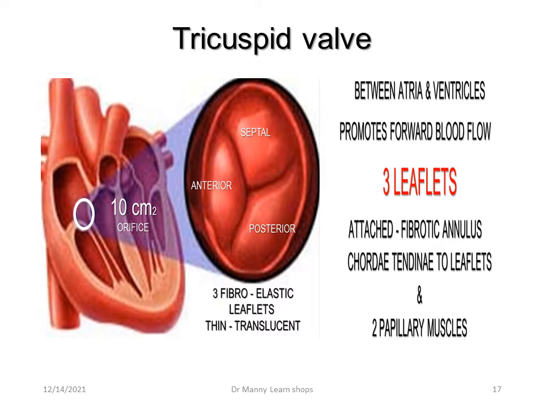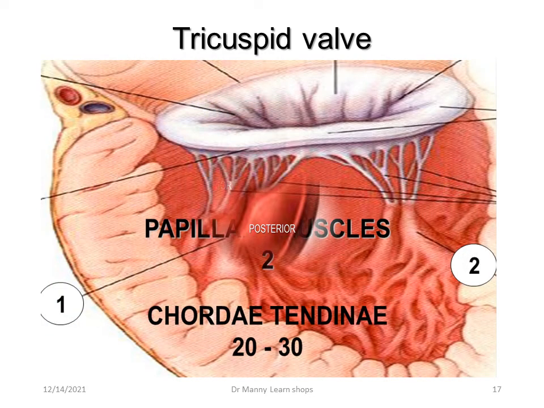The valve is approximately 10 centimeters squared, and it has 3 leaflets, the anterior, the septal, and the postal, or posterior. These are 3 fibroelastic leaflets that are thin and translucent. The tricuspid valve, as I said, there are 2 papillary muscles and about 20 to 30 chordae tendineae.